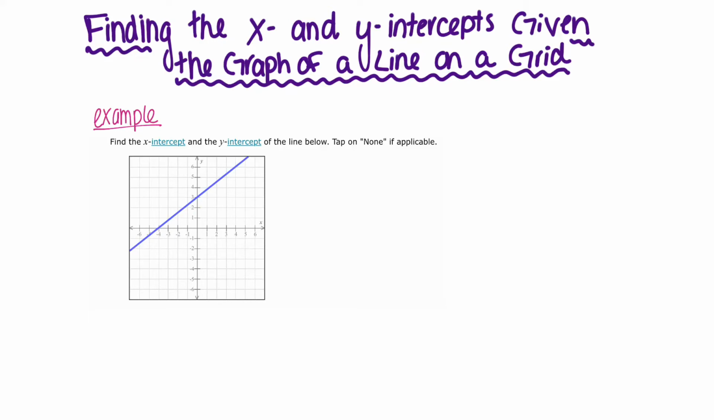Finding the x and y-intercepts given the graph of a line on a grid. In this topic, you're going to be given a graph of a line, and you need to find the x and the y-intercepts.